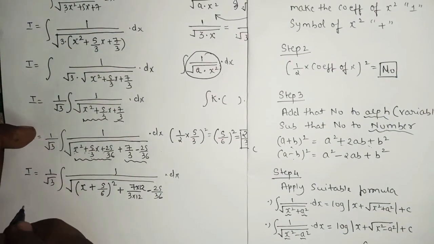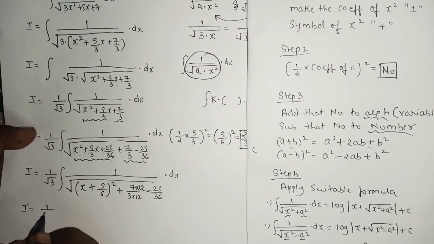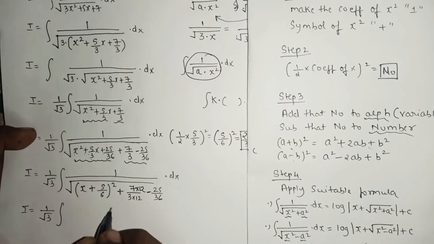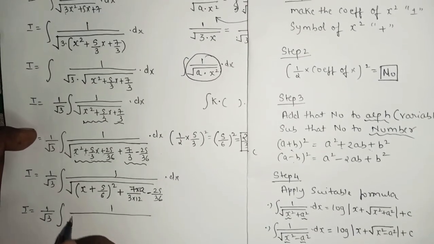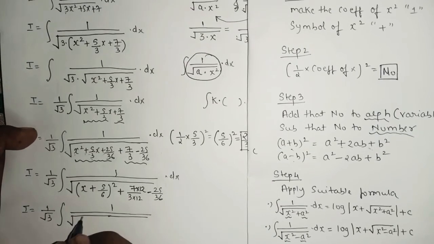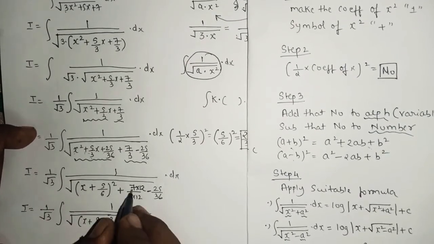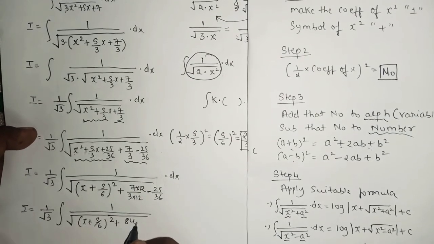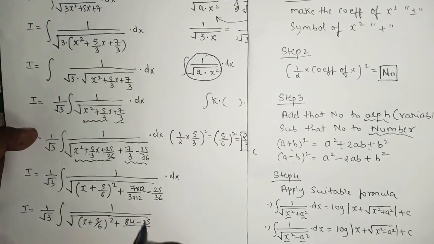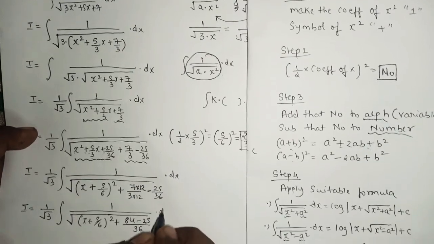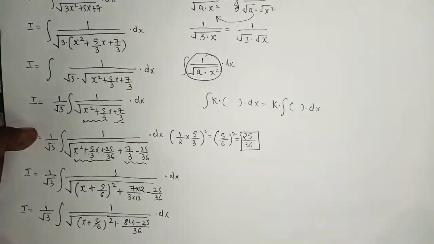Okay, so I equals 1 upon root 3 integral of 1 upon root of x plus 5 upon 6 the whole square, and 7 times 12 is 84, minus 25. Here clearly we can see that the denominator is same, so we'll write it only one time.